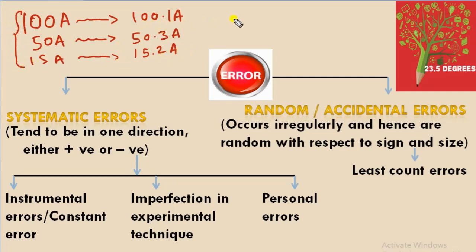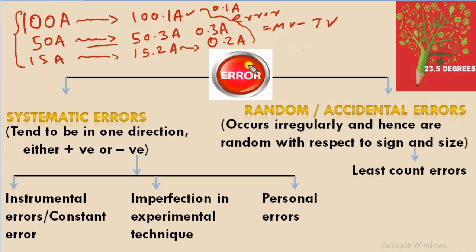What is error? Error is measured value minus true value. So I am getting a positive error. This time my error was plus 0.1 ampere. The second time my error was 0.3 ampere, obviously plus 0.3 ampere, and the third time my error was 0.2 ampere, again plus 0.2 ampere. So each time I am getting a positive error, hence I can say it is systematic error.